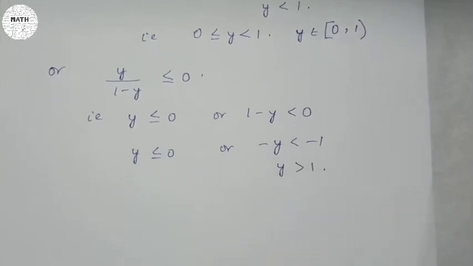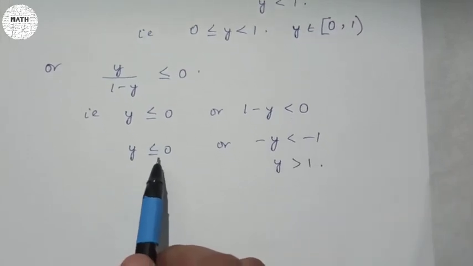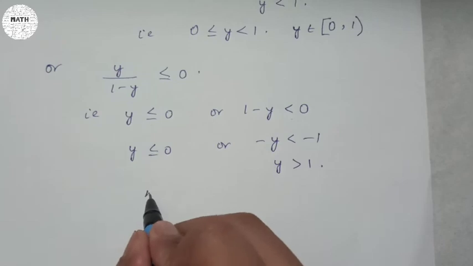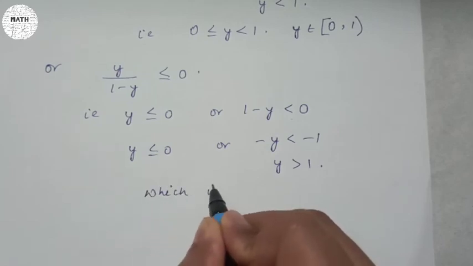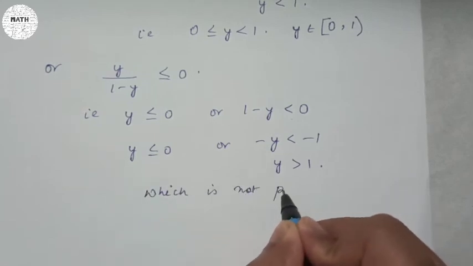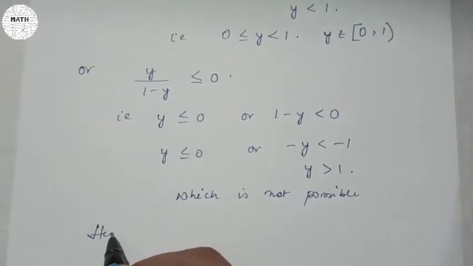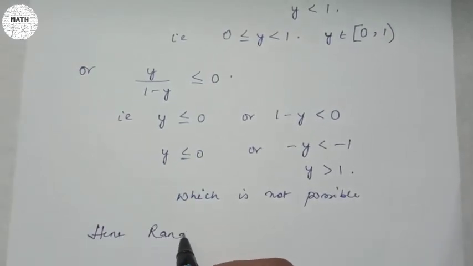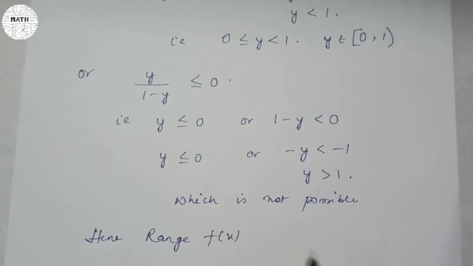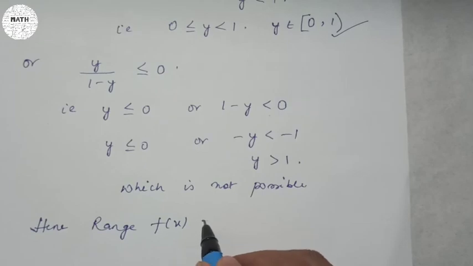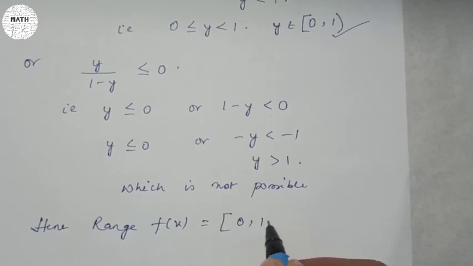Now, if you look over here, it's given that y is less than 0, y is greater than 0. Do you think it's possible? No, right? So, which is not possible. So, hence, your range of your f of x. So, how much I got the range? That's the 1, so which will be nothing more than [0, 1).